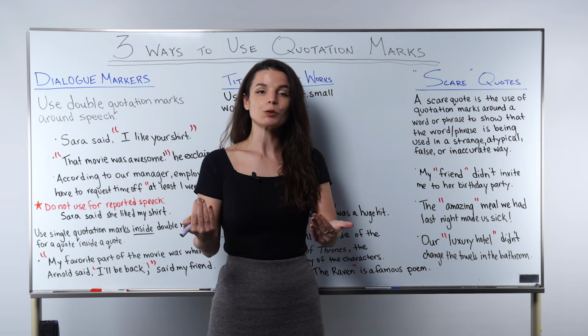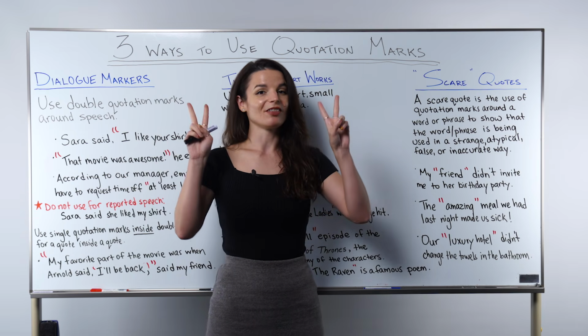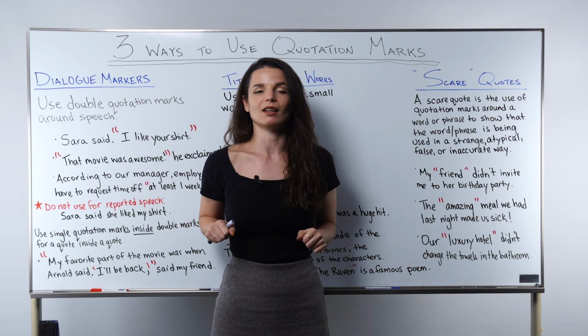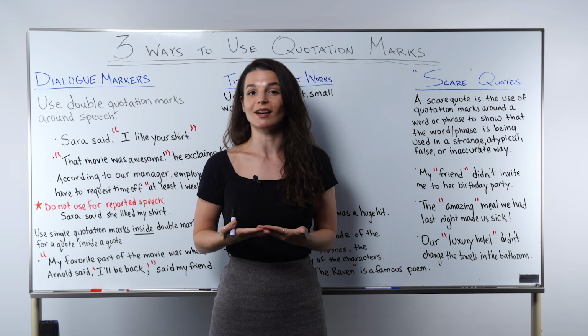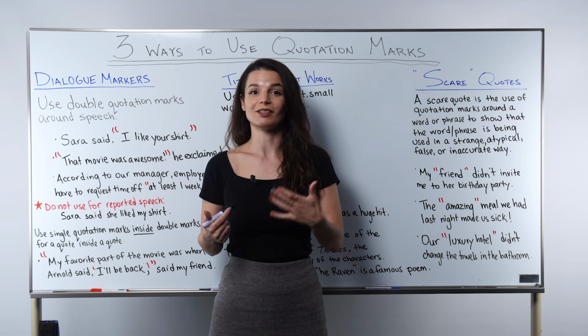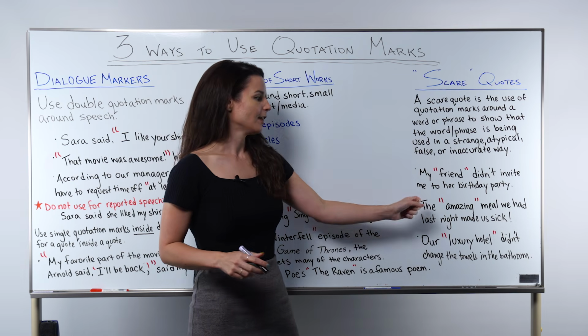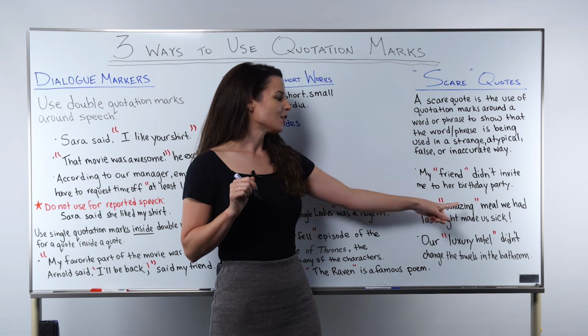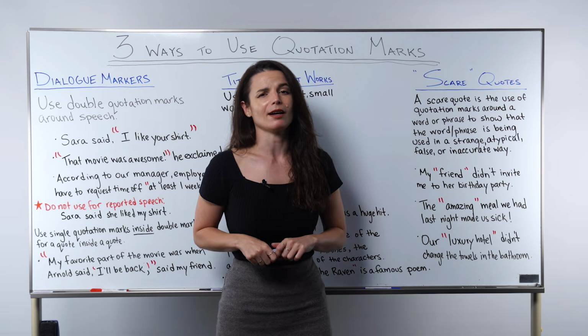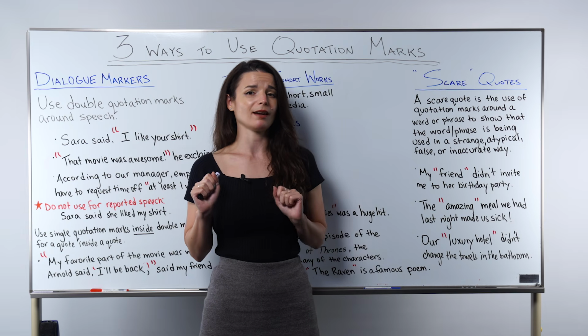And in speech, when we want to do this, we use this gesture. My friend didn't invite me. That's how we can communicate that. We also do that with our voice too, to show that kind of feeling. Okay, another example here. The amazing meal we had last night made us sick.